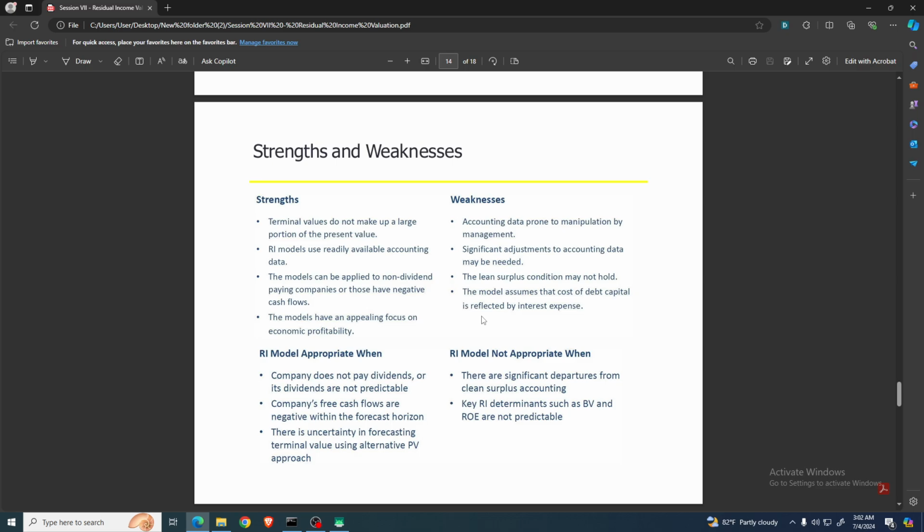As a result of these manipulated values, it can lead to inaccurate or misleading valuation results if the underlying data is not reliable. And then there is the requirement for significant adjustments. To apply the residual income model accurately, significant adjustments to the accounting data may be required to reflect the economic reality, or the actual reality, showcased by this data. The issue here is that this increases the complexity of the model and requires a deep understanding of accounting principles and financial statements.